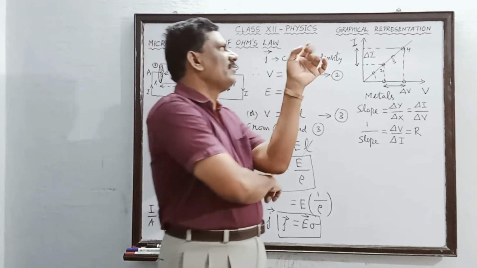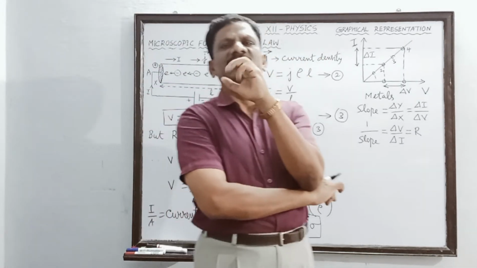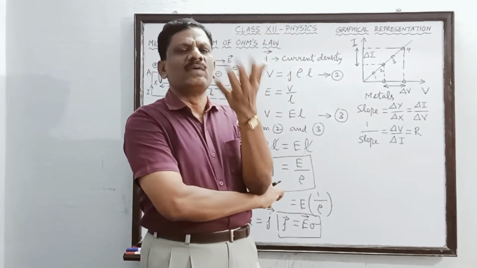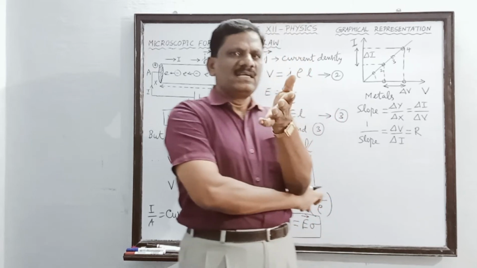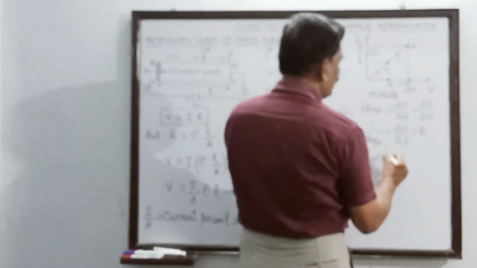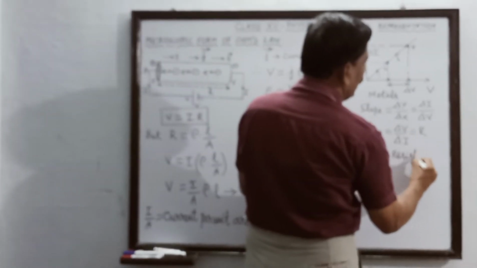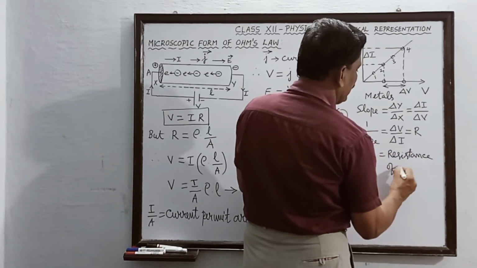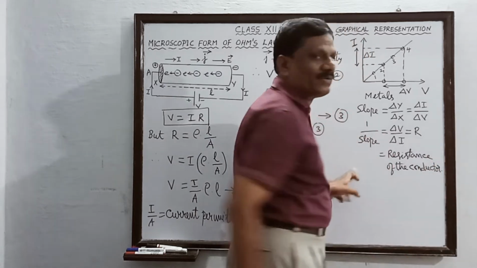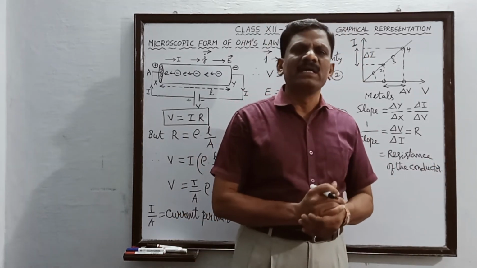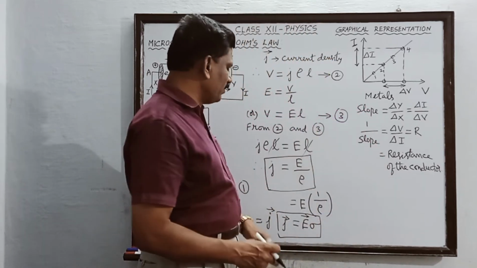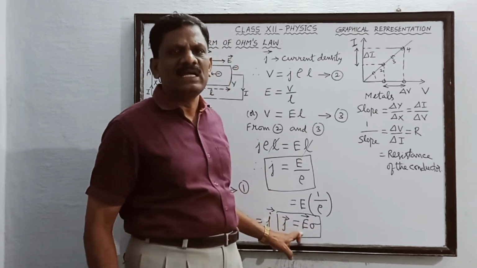So what is the significance of this graphical representation? From this graph you have to find out the slope, and the slope is equal to what? The reciprocal of the resistance, or the reciprocal of the slope is equal to what? R, and that is equal to what? The resistance, electrical resistance of the wire, or resistance of the conductor. Okay, students. So we have studied Ohm's law today in macroscopic form, that is V equal to IR, as well as the microscopic form, that is what? J vector is equal to sigma times E vector.